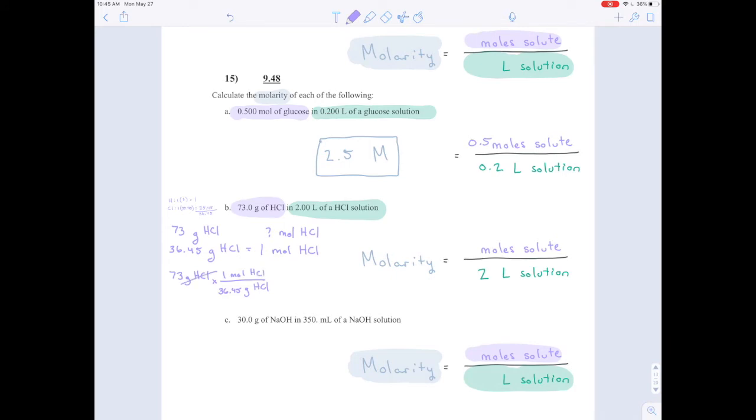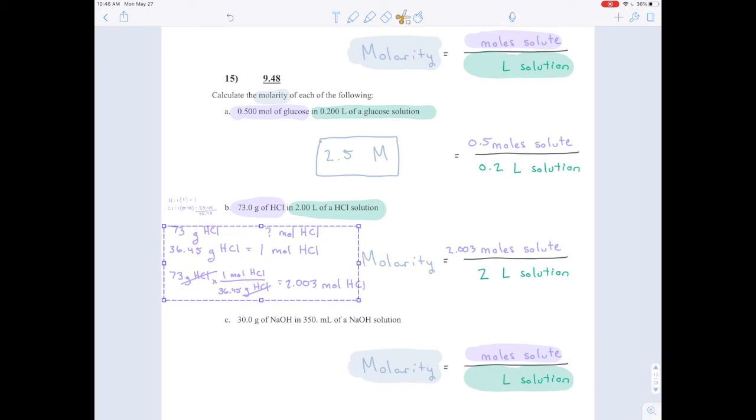Grams of HCl cancel out. We are left with moles of HCl. And so we just want to do the math. So you do take 73 times 1, enter, divided by 36.45, enter. I'm getting around 2.003. So 2.003 moles of HCl. So we can plug that in on the top. We'll have 2.003 moles of HCl in 2 liters of solution.